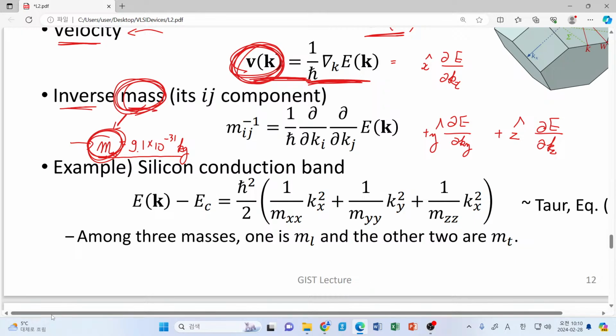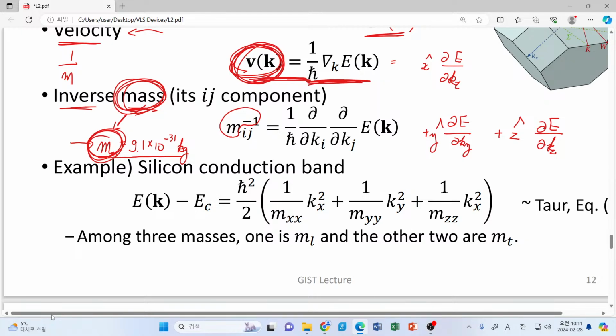And another one, inverse mass. Inverse mass means 1 over m. This inverse mass, unfortunately, is direction dependent. Mass is just showing a certain quantity: if we exert a force on a certain object, what will happen to its velocity? How is the acceleration calculated? That force and acceleration relation is given by the mass.